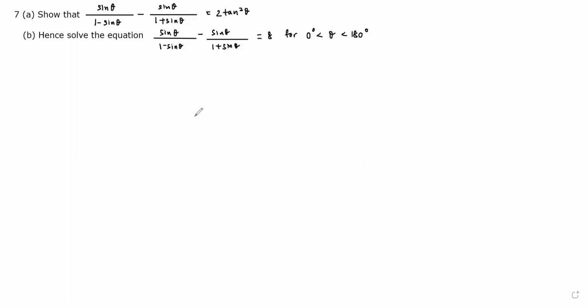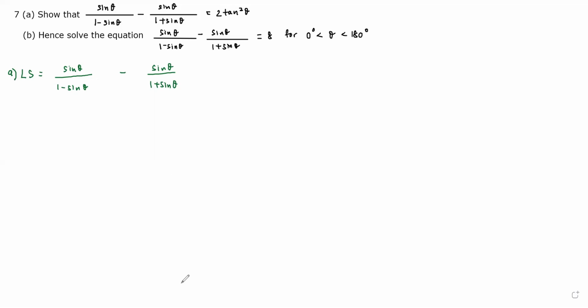Question 7, part A. We need to prove a trigonometric identity. The left side is more complicated, and we need to show that it equals 2 tangent square theta on the right side. We start from the left side, where we have sine theta over 1 minus sine theta minus sine theta over 1 plus sine theta.